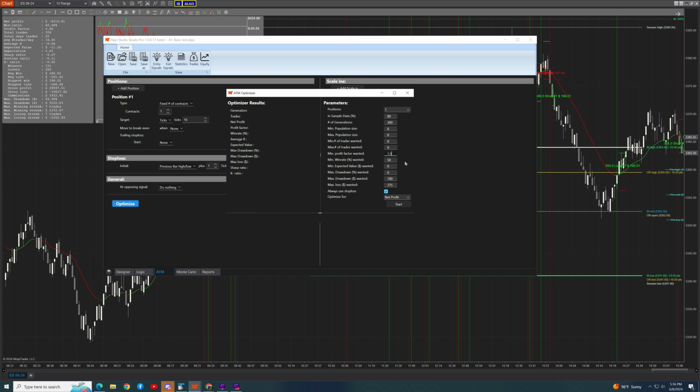Let's see what we can find out. Minimum win rate. Well, 50%, probably a decent starting point. Expected value, drawdown percentage, max drawdown. I just put in some numbers here. Those are probably a good starting point here.